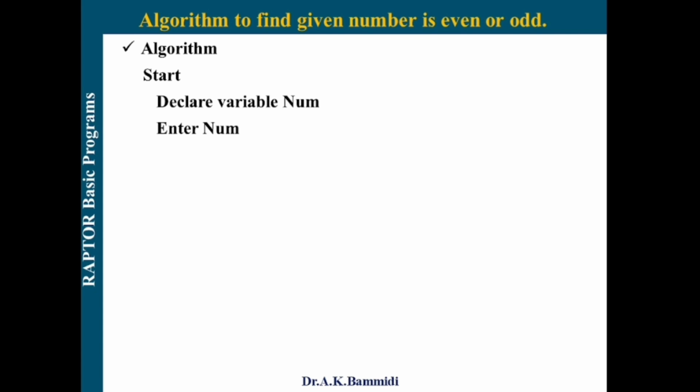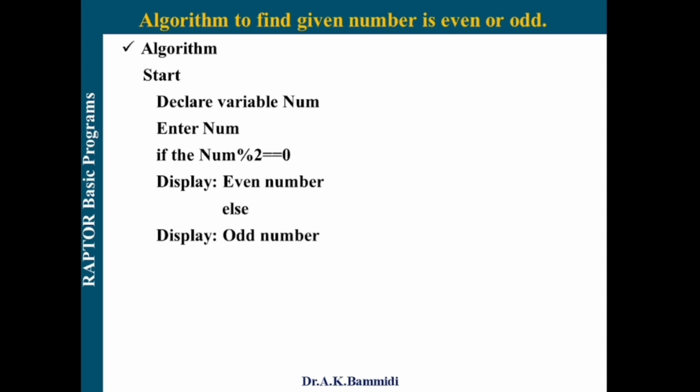The general method we use to find out whether the number is even or odd is simply dividing it by 2. If the remainder is 0, then it is an even number. If the remainder is 1 or something else, then it is an odd number. So if num percentage 2 is equal to 0, then we have to display even number, else it is an odd number. Here the algorithm comes to the end.